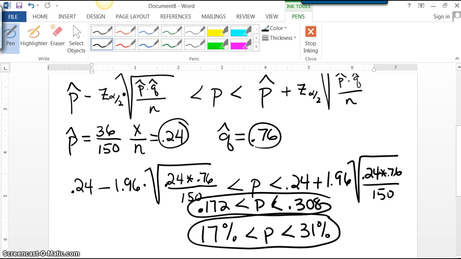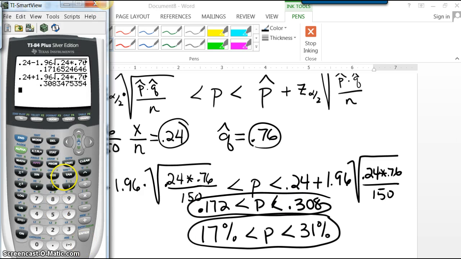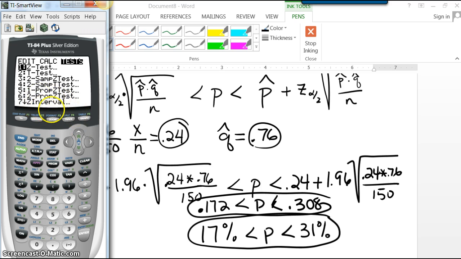I'm going to show you how to check this on your calculator. You want to go to the Stat button, and you're going to take your right arrow and click right twice because you want to get over on the word tests. This is down a little ways. This is a 1 proportion Z interval. So we're making a Z interval about a proportion. So enter.